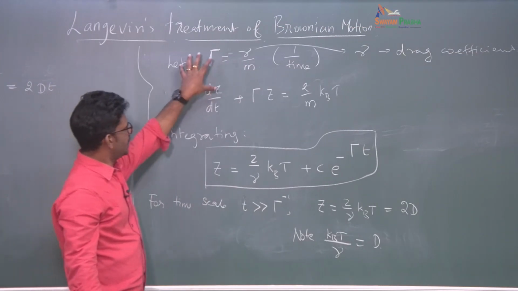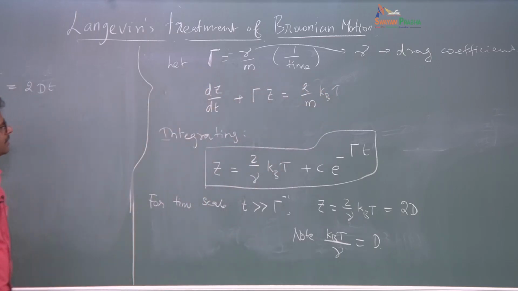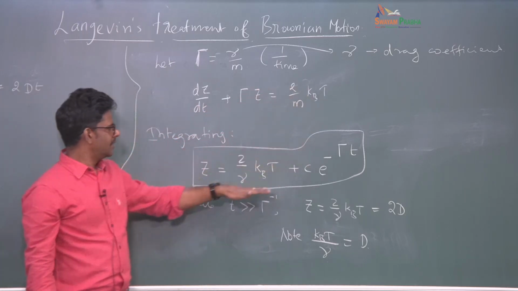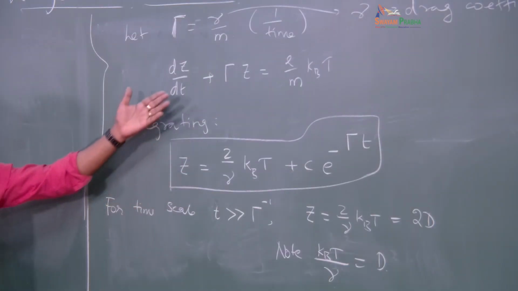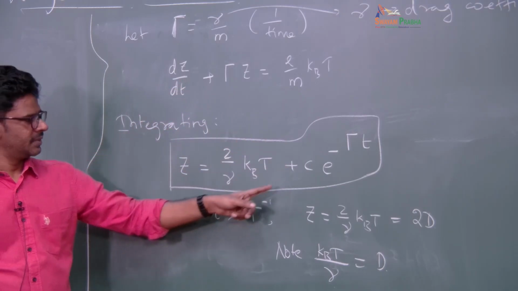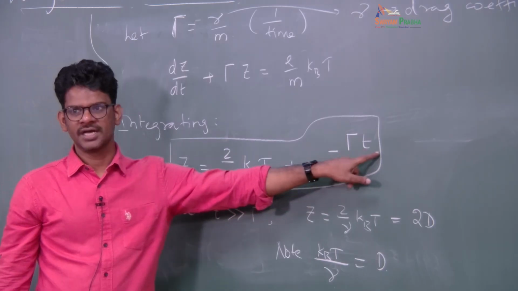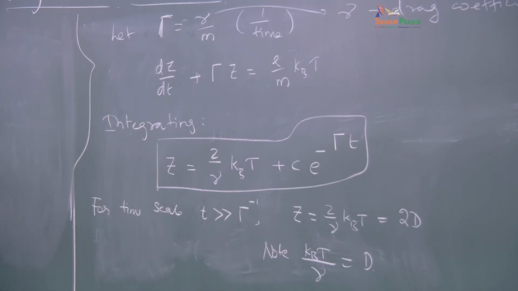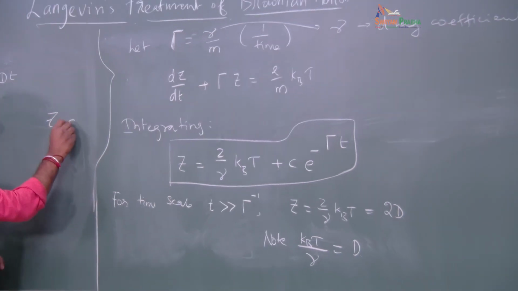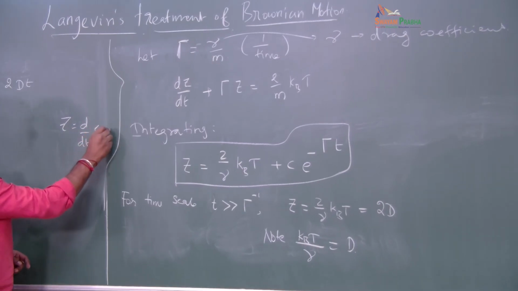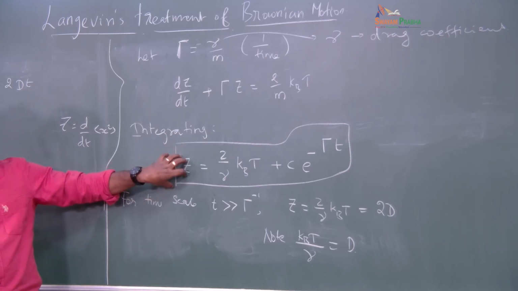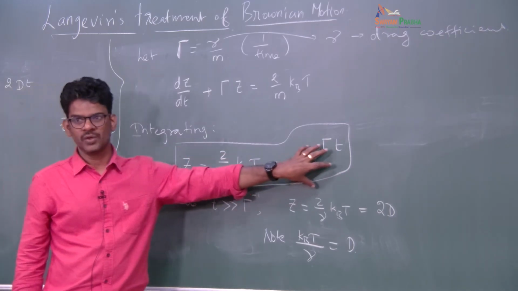So then you can cast this equation into a linear first order differential equation and integrate it. I am skipping the steps. It is there in my notes for you to check, but it's easy to see that this function z is given by some constant term plus another constant term times e power minus gamma t. So here the rate of change of mean square, z, is nothing but, what is z? z is d by dt of this. So the rate of change of the mean square displacement has a constant term and a time varying quantity.